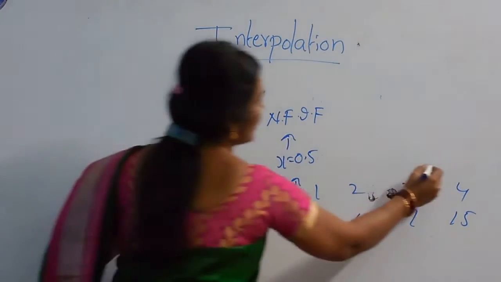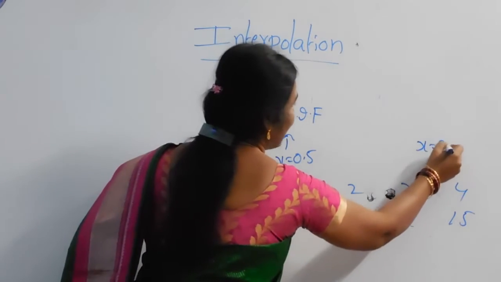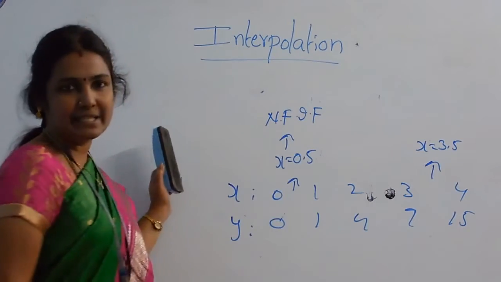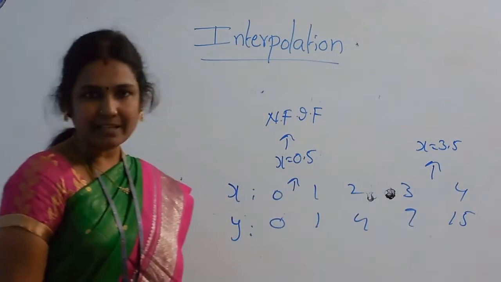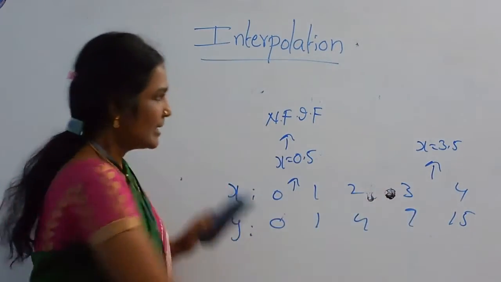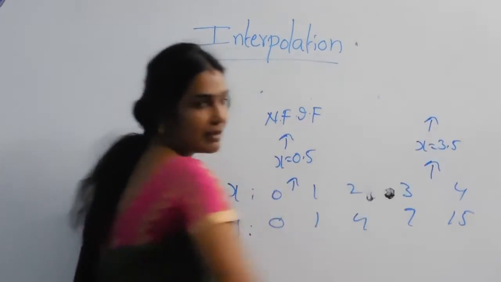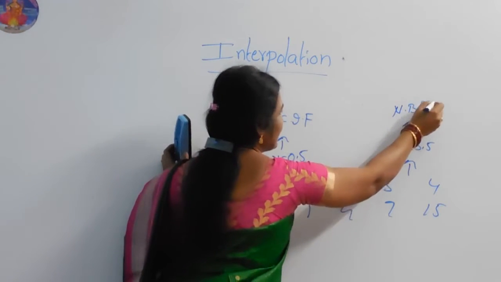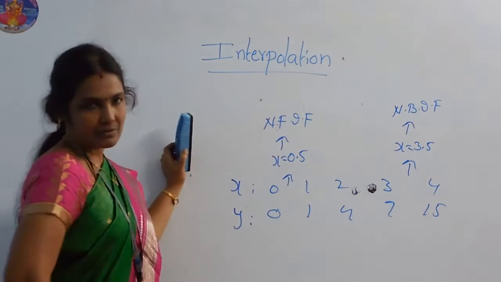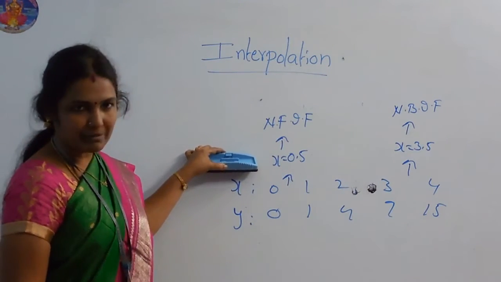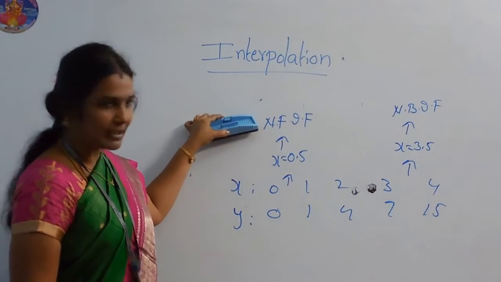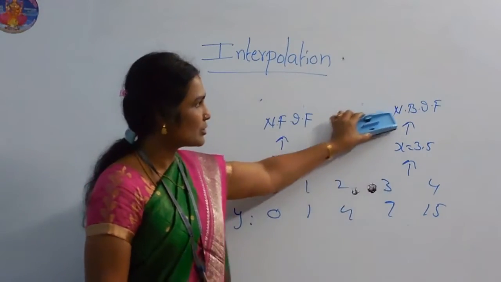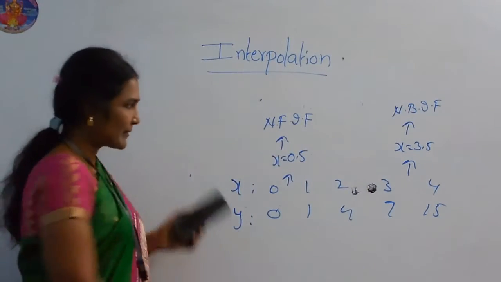And suppose now we want to find the value of y at x equal to 3.5. Where does x equal to 3.5 lie here? x equal to 3.5 is lying at the end of the table. So for this type of values, we have to use Newton's backward interpolation formula. Okay. So to find the starting of the table values, we use Newton's forward interpolation formula, and to find at the end of the table values, we use Newton's backward interpolation formula.